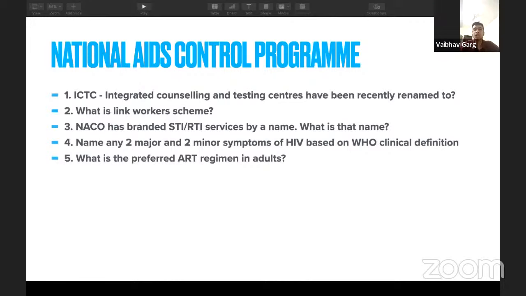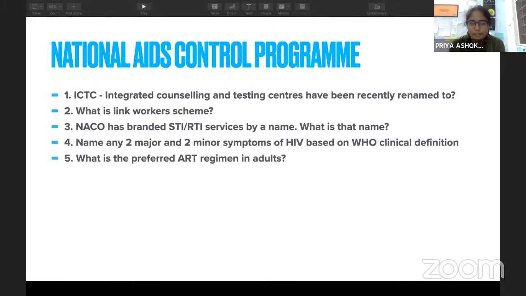Ma'am, Suraksha Clinic. Right. Any two major, any two minor symptoms of HIV? A major symptom is chronic diarrhea for more than 1 month. And if there is persistent weight loss. Correct. Okay. Minor symptom is cough and fever. Fever is not major. I'll take cough. No, fever is actually a major symptom. Yeah. Okay. Low-grade fever for over a month is a major symptom, but I'll take it, okay.